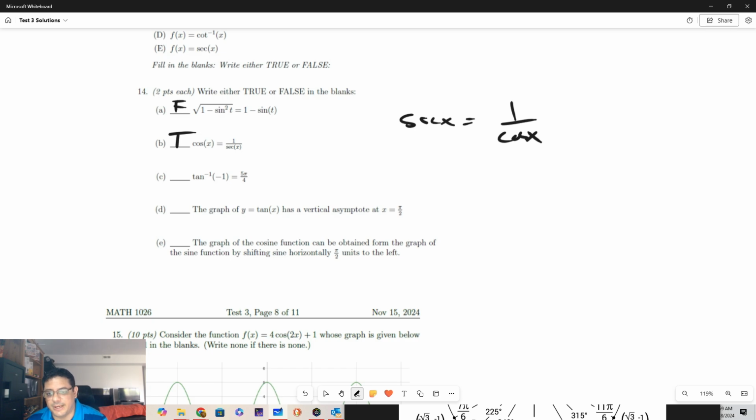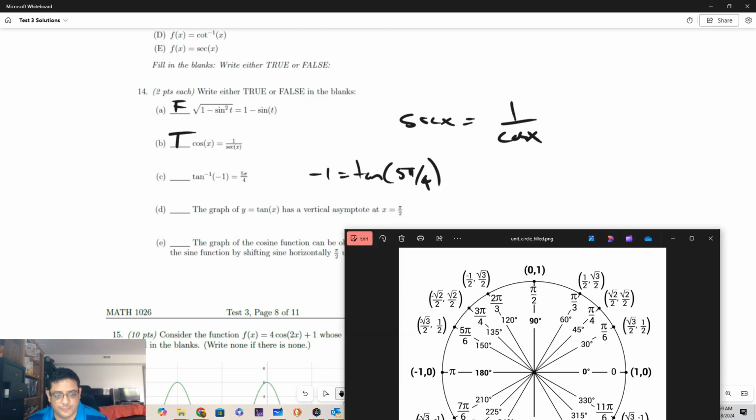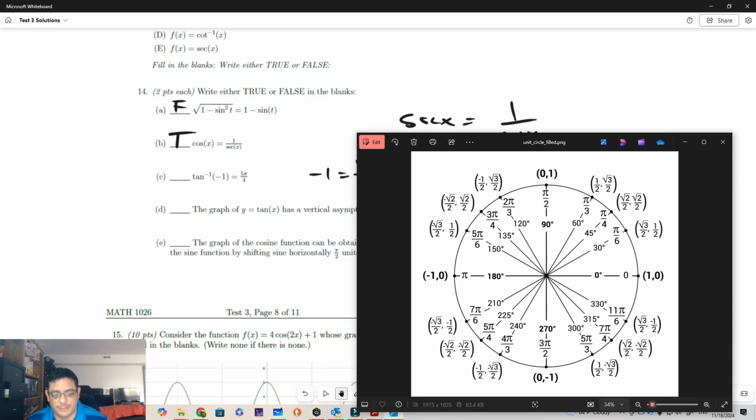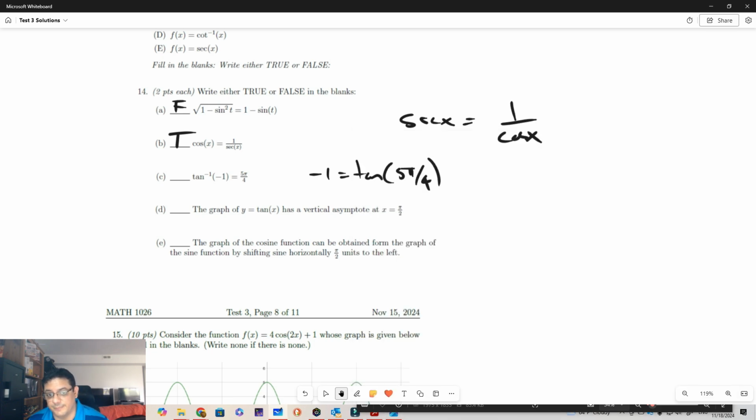Now, tangent of 5 pi over 4 equals minus 1. 5 pi over 4 is an angle in the third quadrant, and this statement says tangent of 5 pi over 4 is minus 1. But we know that this is not true, because when we look at 5 pi over 4, x and y are the same thing. So the ratio is going to be 1, not minus 1. So this is false.